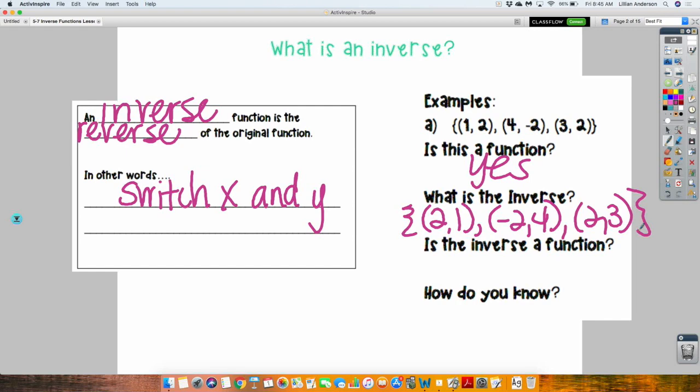Now, when I look at my inverse, is that a function? No, it is not. And you know it's not because of what reason? It is repeating x's. You have a 2, 1 as a coordinate, and you have a 2, 3. You cannot have repeating x values. Every x value needs to have a unique and only y. So if 2, 1, you can't use 2 anymore. Does that make sense? Okay? So in order to be a function, your x's can't repeat. All right? And to find the inverse, we just switch our x's and our y's.